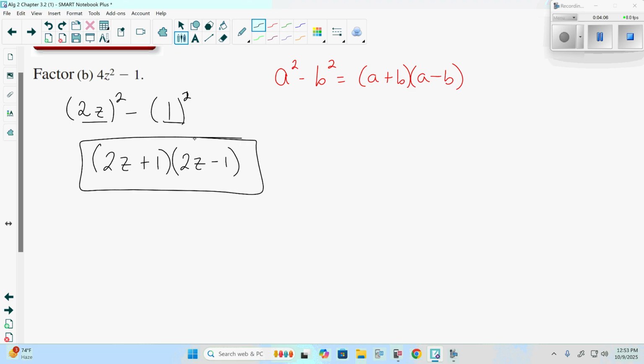Now we can check and see if we got the correct factors, because we can check middle terms. 2z times negative 1 is negative 2z. 1 times 2z is positive 2z. And negative 2z plus 2z is 0, 0z. We don't have a z term, so it is indeed 0. Questions on this here?